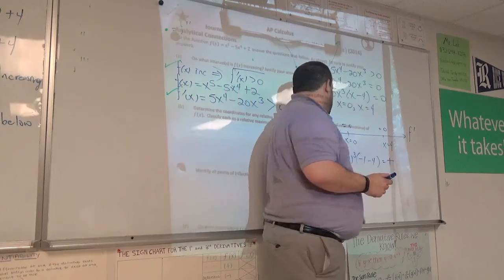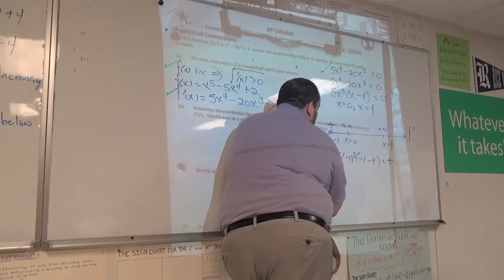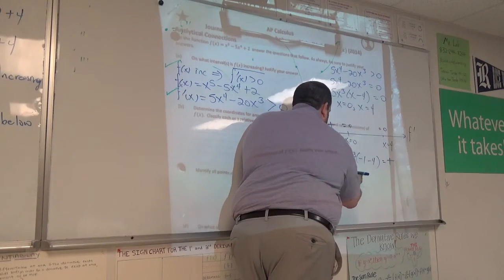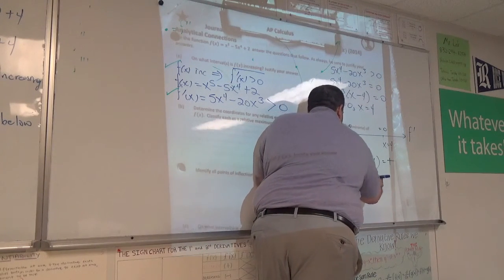Do it again over here on this interval. So pick another good test point. F prime of 1. F prime of 2. Doesn't matter. 5 times 1 cubed times 1 minus 4.